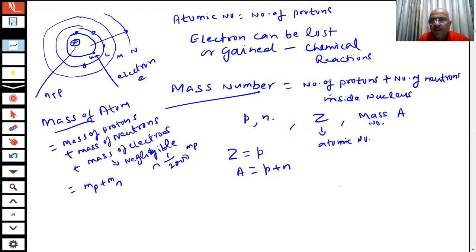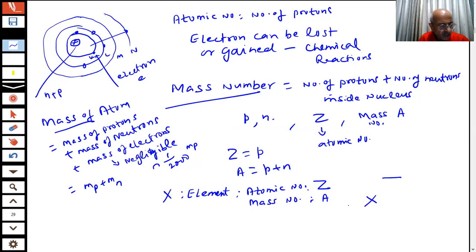For any element, if X is the element, it has two things: one, the atomic number, which we call Z, and the mass number, which I call A. X can be written like this, as per the convention books use. Here this is my mass number and this is my atomic number. You will find in the books they write like this.